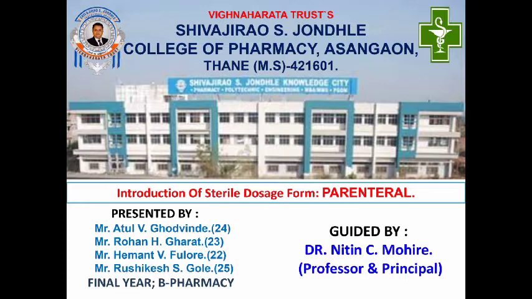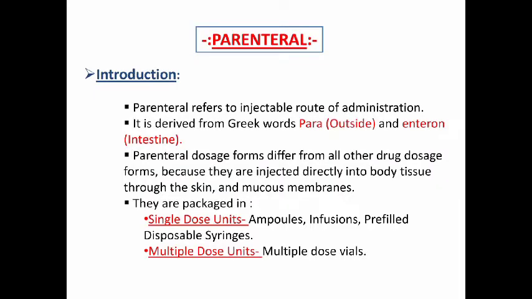Today I am going to explain sterile dosage form, that is parenteral, guided by Nitin Moire, professor and principal of our college. Introduction. Parenteral refers to the injectable route of administration. It is derived from the Greek words para, meaning outside, and enteron, meaning intestine. Parenteral dosage forms differ from all other drug dosage forms because they are injected directly into body tissue through the skin and mucous membrane. They are packed in single dose units and multiple dose units. Single dose units include ampoules, infusions, and pre-filled disposable syringes, and multiple dose units include multiple dose vials.